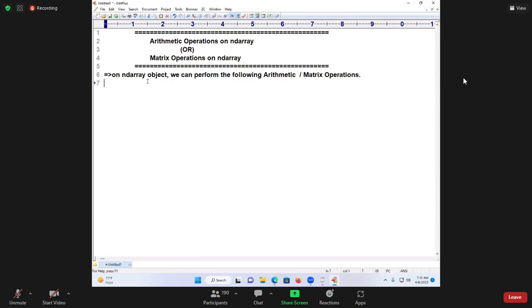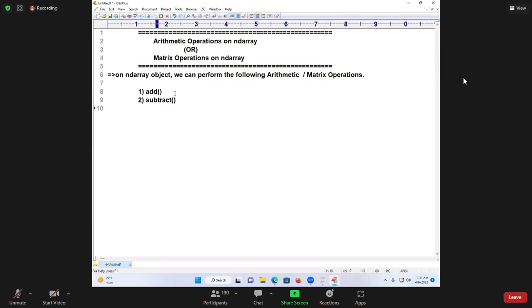I'm writing the first one. The first function available is add. Where is this function available? NumPy module. Second one, subtract. This is my function. What is the third function available? Multiply.